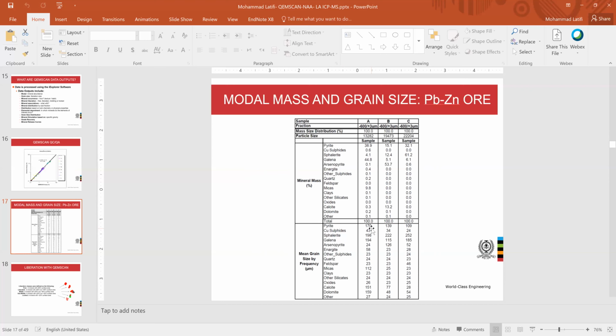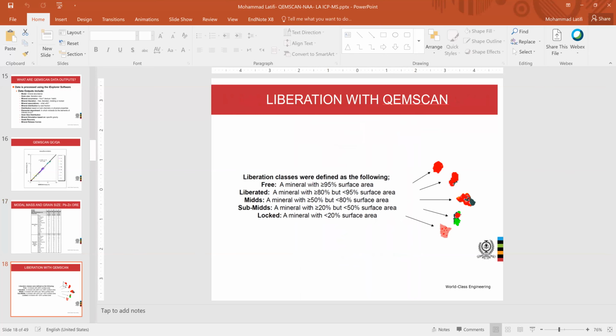But if you want to separate pyrite from C, you have to grind more, so particles are smaller in order to liberate pyrite from sample C. Now that we talk about liberation, let me tell you what it means in terms of liberation, or in general, association of the mineral in mineralogy.